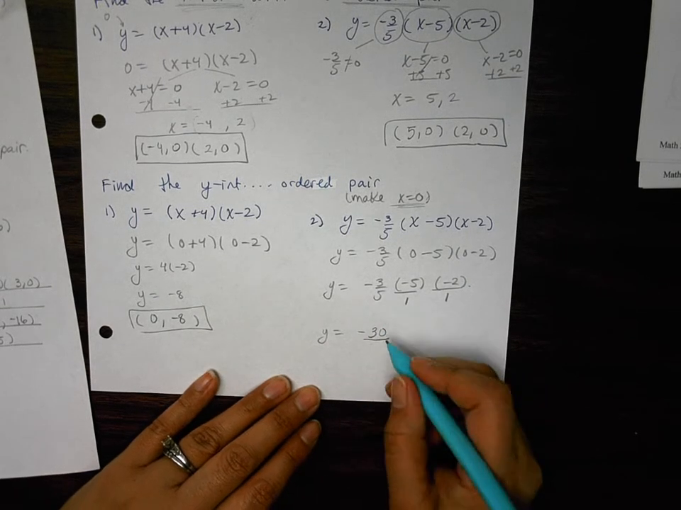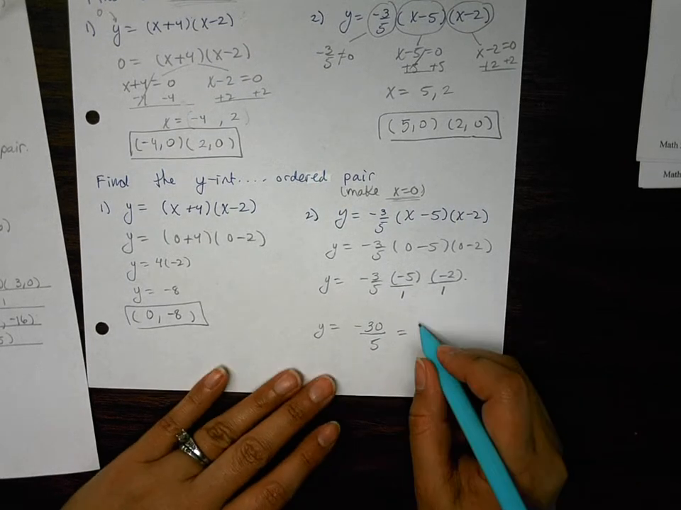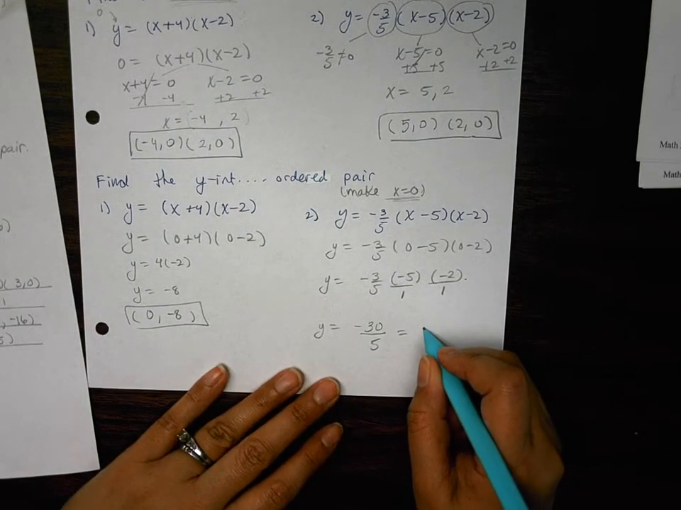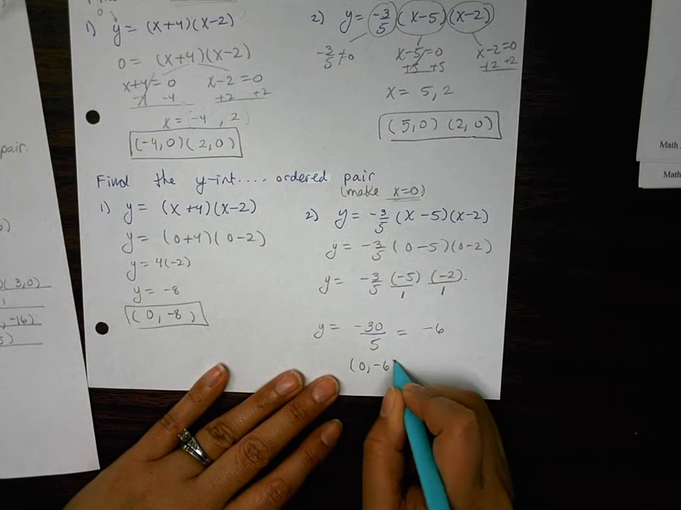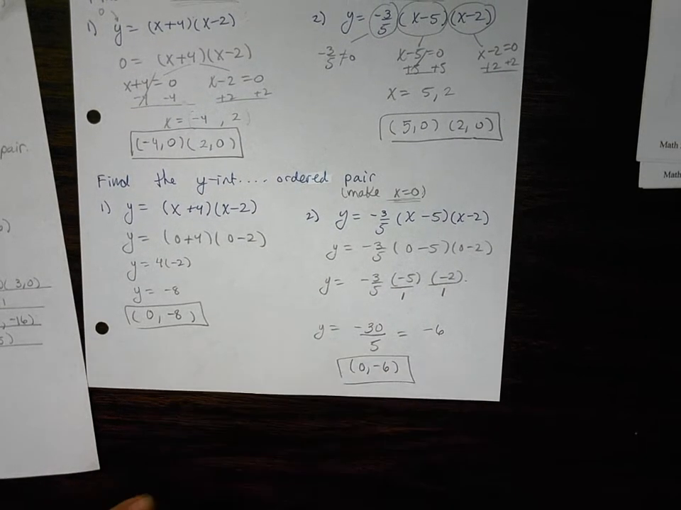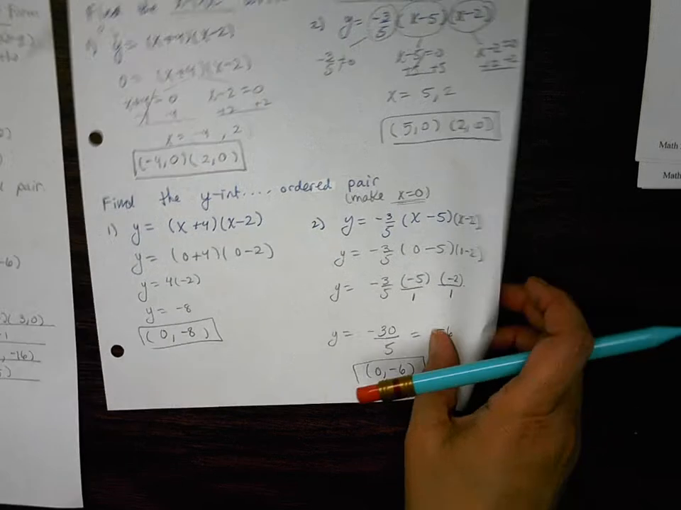Okay, so negative 30 over, what's 5 times 1 times 1? What's negative 30 divided by 5? 6 or negative 6? Negative 6, so 0 comma negative 6 is my y-intercept. Okay. Questions?